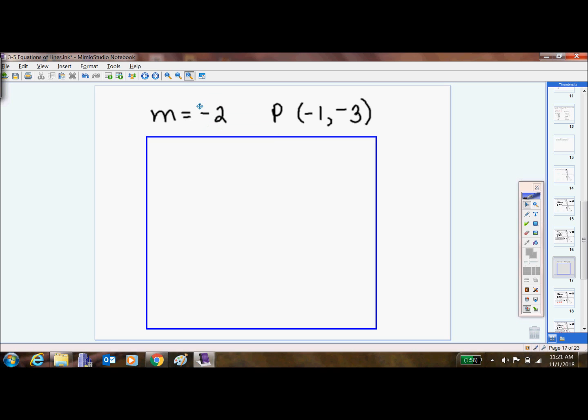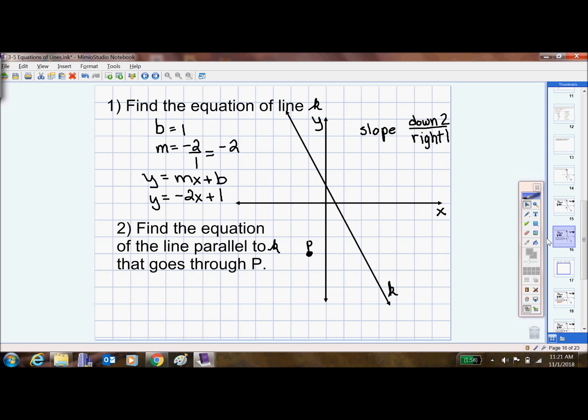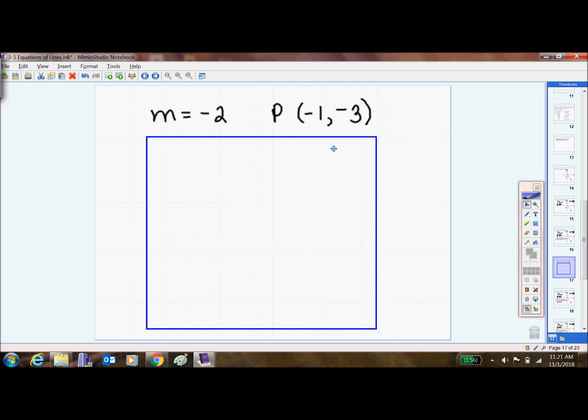So the slope is -2. How do we know the slope of the new line is -2? Down 2 over 1, and the slope has to be what because it's parallel? Equal, the same, good. So it has to be -2 again in our slope.